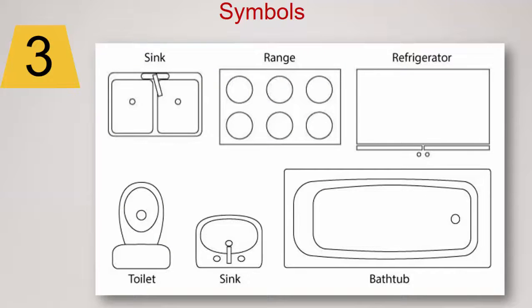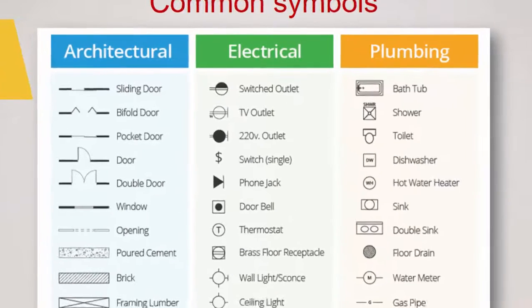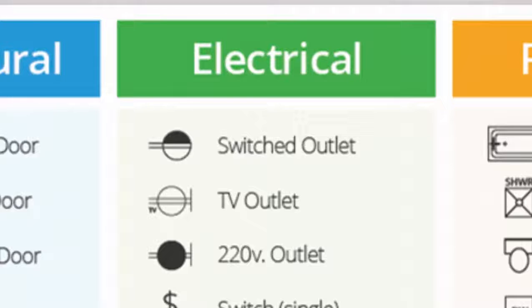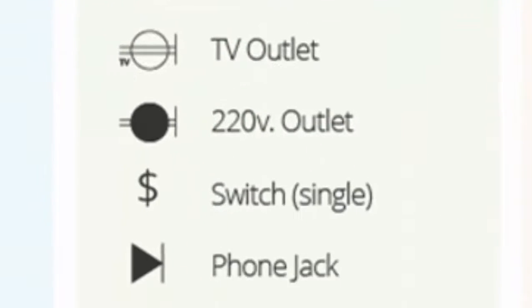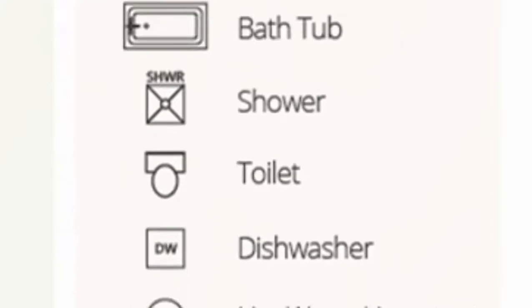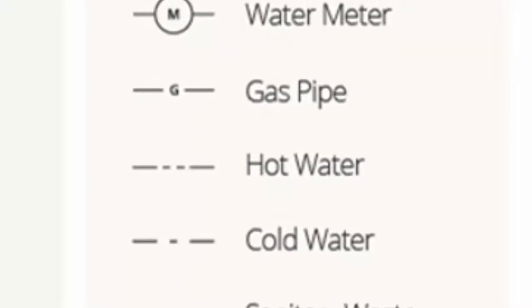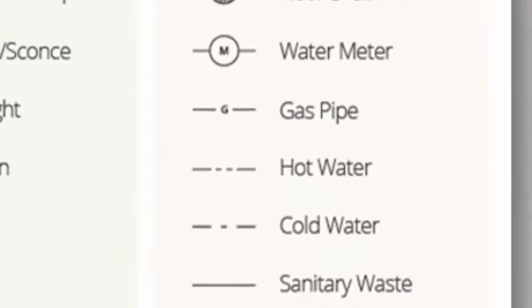Number 3 are the symbols. Most symbols are fairly obvious. The kitchen sink, the range, the bathtub, etc. Some other symbols are not quite so obvious. Some of the electrical symbols you can see there: switched outlets, ceiling fans, ceiling lights, and dryer. And of course the plumbing side, you can see a water meter, a gas pipe, sanitary waste.